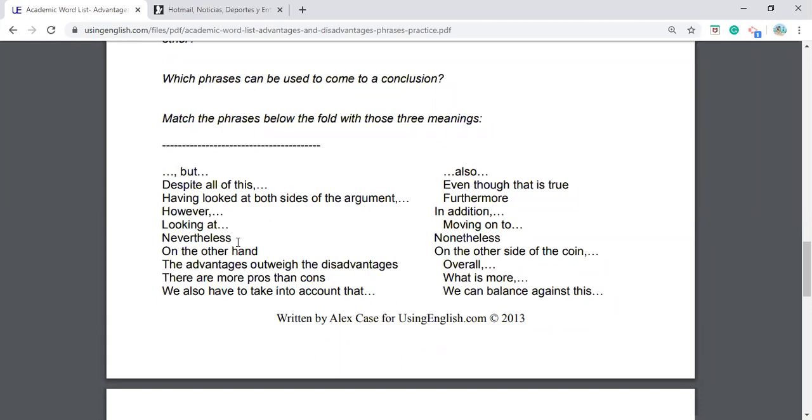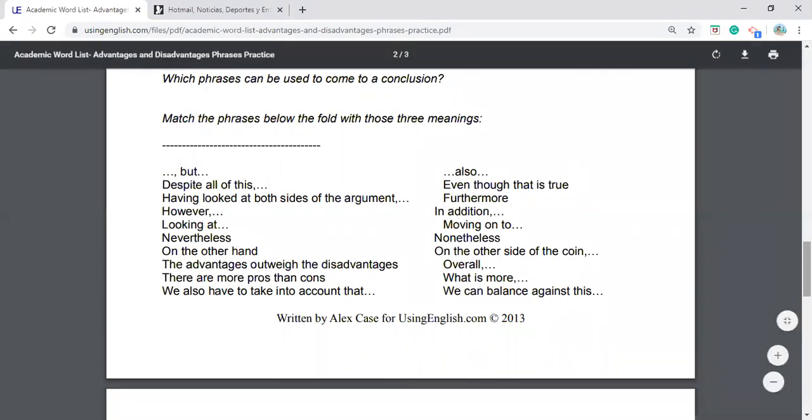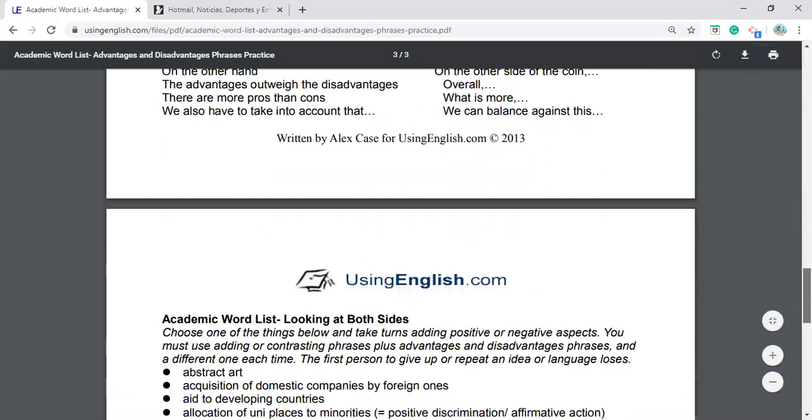On the other side of the coin, en el otro lado de la moneda, overall es tomando todo en consideración, resumiendo. What is more, además, what is more quiere decir, we can balance against this, podemos hacer un balance de esto.